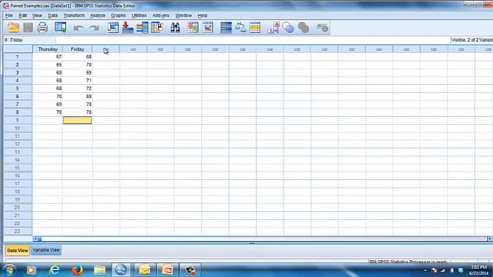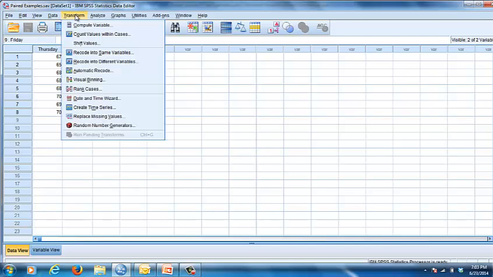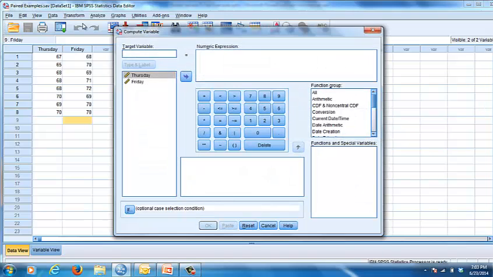And I'm going to calculate the difference between Friday and Thursday. The way you calculate a new variable is to go to data, transform actually. This is one of the few times we'll actually use transform in our class. But under transform, you see there's a compute variable. Okay? And it's going to give you this formula. Okay? Under target variable is the name of your new variable. And I'm just going to call this diff for difference.